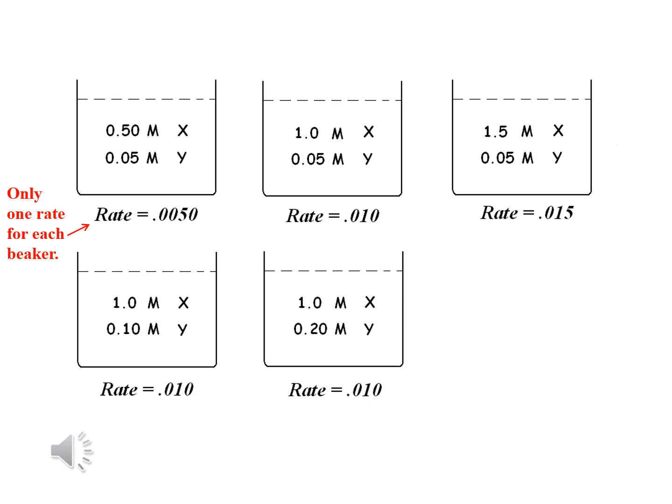I drew in this picture each of the beakers that would correspond to each of the 5 points. And so in the first point, you're mixing 0.5 X and 0.05 Y. And then I showed the mixtures and the rate for each of the points. The note there is that even though you're mixing two substances, each of these reactions only has one rate.